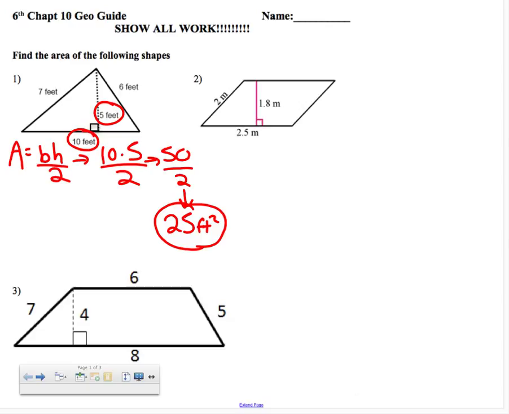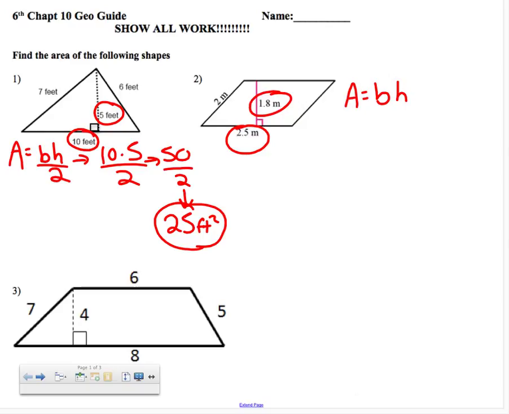Number 2 is a parallelogram, and a parallelogram's formula is even easier. The parallelogram formula is A equals base times height. No dividing by 2 for a parallelogram because it doesn't start with a T. So in this case, we're going to take the base, which is 2.5, and the height, which is 1.8. Notice again, we are not using the 2 because the 2 is not inside the shape.